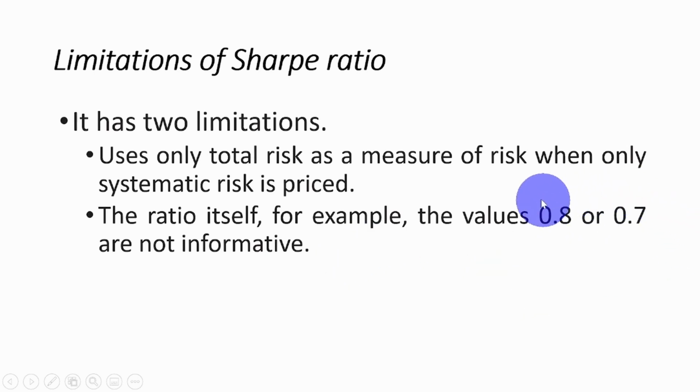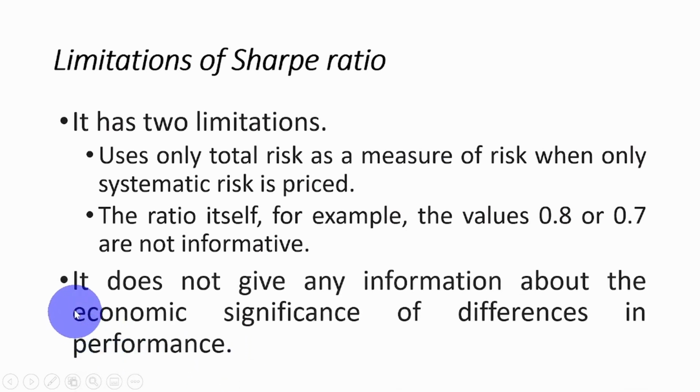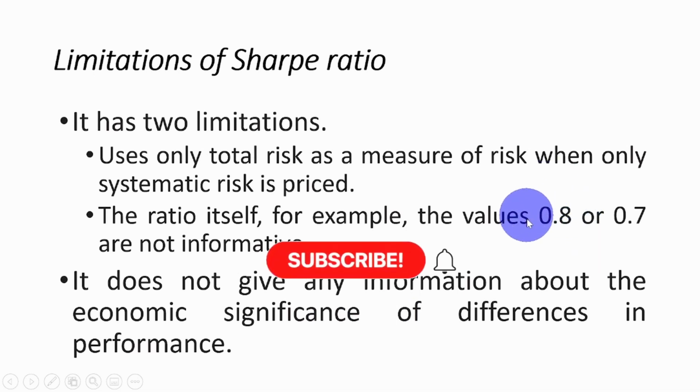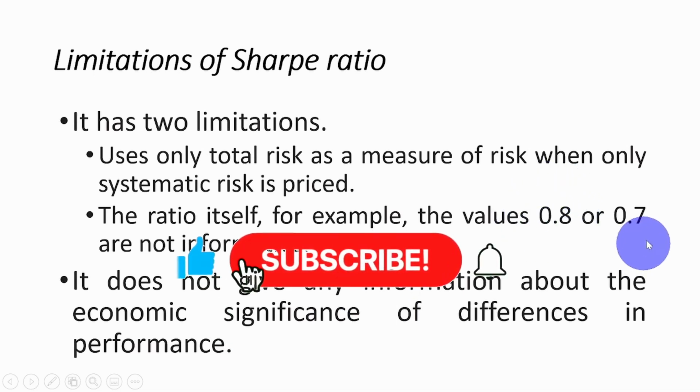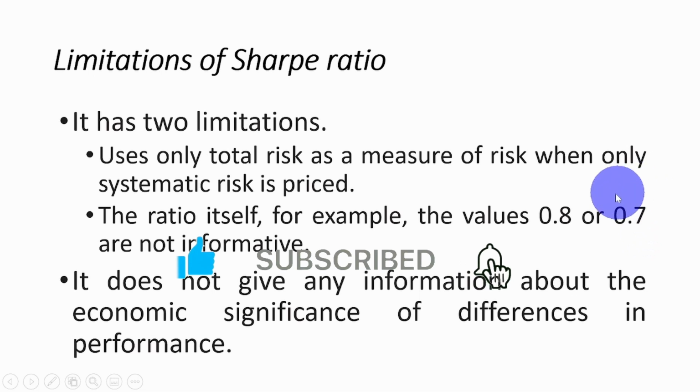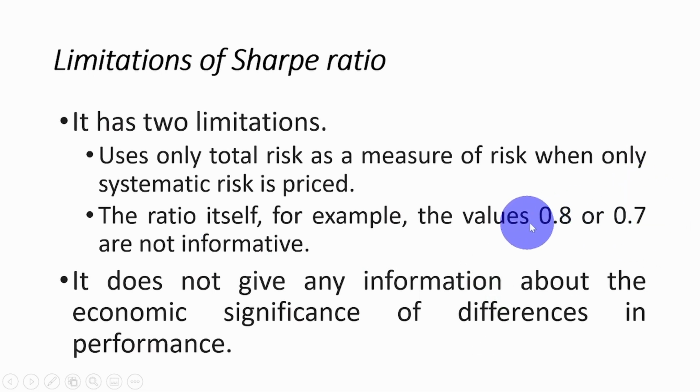But you can use it when you are comparing two or more portfolios, and with that you can say this portfolio is performing better than the other portfolio. Then note that it does not give any information about the economic significance of the differences in performance. If a portfolio has a Sharpe ratio of 0.8 and another has a Sharpe ratio of 0.7, it has a difference of 0.1. So it does not tell us any information about that difference in performance.